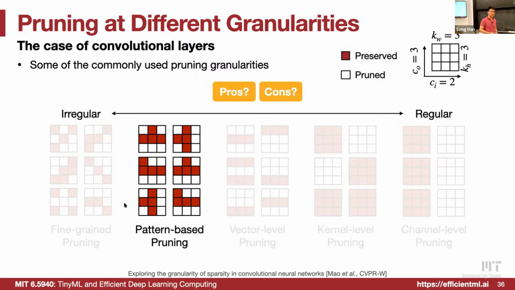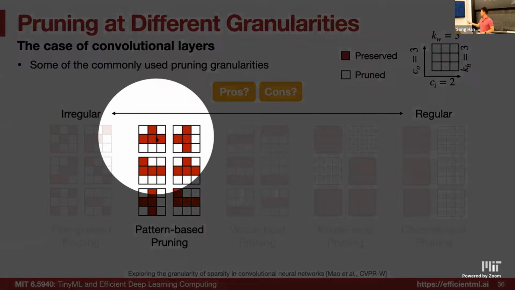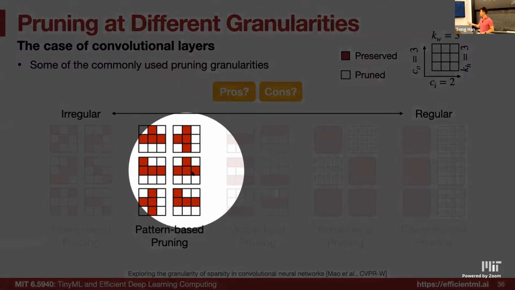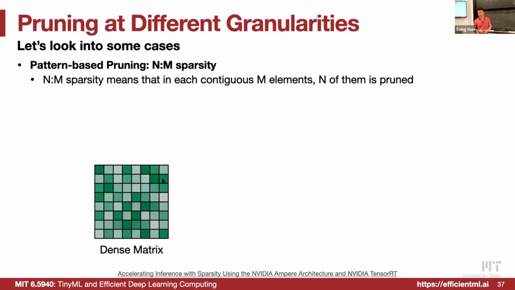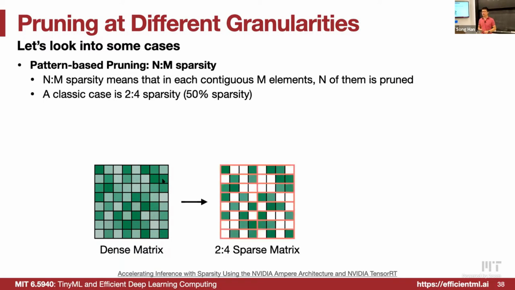A second category is the pattern-based pruning. So the pruned kernel has some patterns. Like this is one pattern, you rotate it by 90 degrees, same pattern. These patterns are the same. So this actually gives you more regularity compared with the fine-grained pruning. One notable pattern is the N to M sparsity, for example, 2 to 4 sparsity. So start with a dense matrix on the left-hand side. We can prune it to a 2 to 4 sparse matrix.